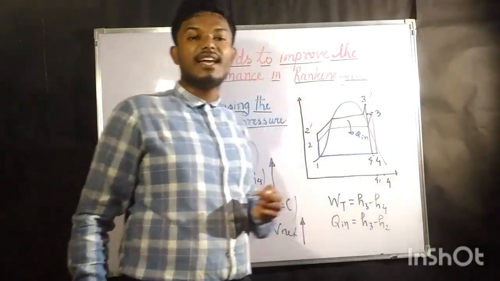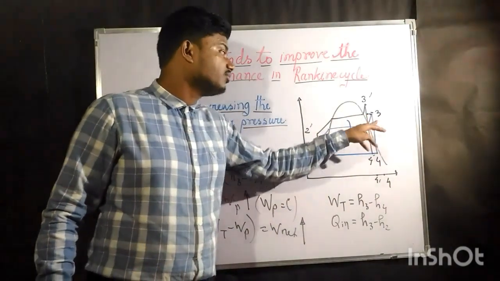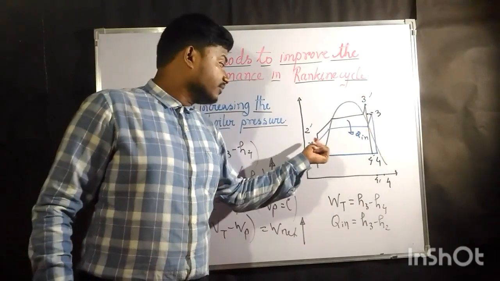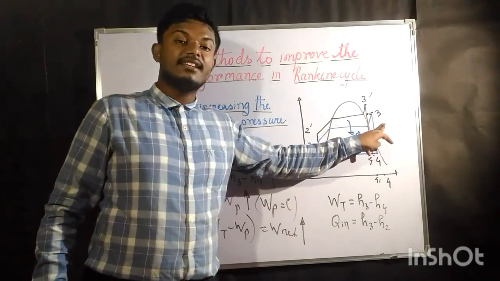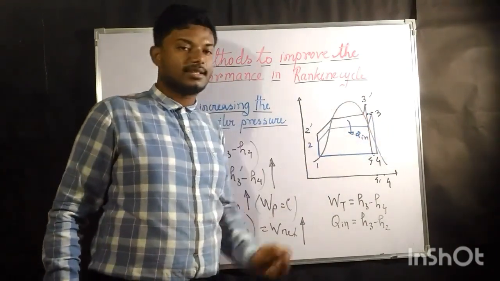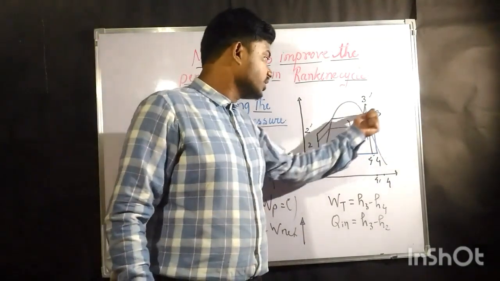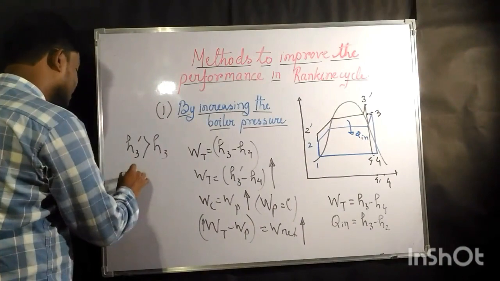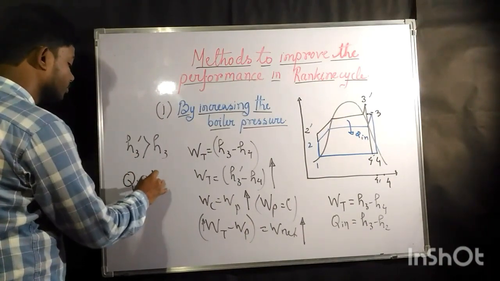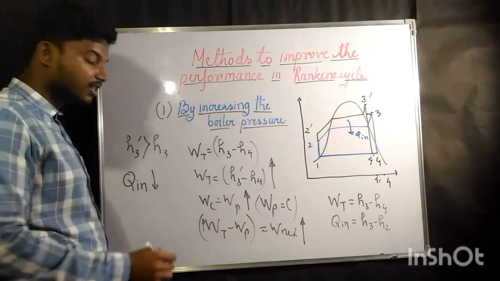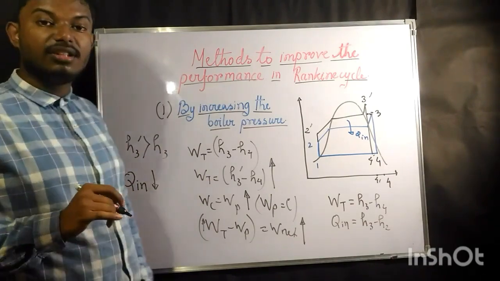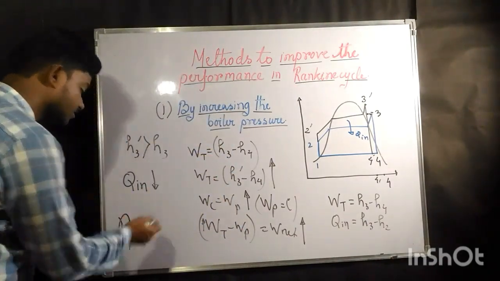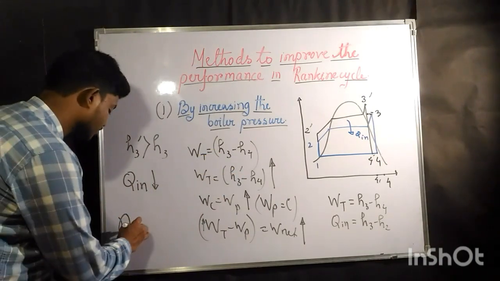So entropy being higher means that in this case heat addition was more. From 2 to 3, heat addition is more than from 2 dash to 3 dash. That means your heat input is now decreasing after increasing the boiler pressure. Now if you look at the efficiency, what is it going to be?